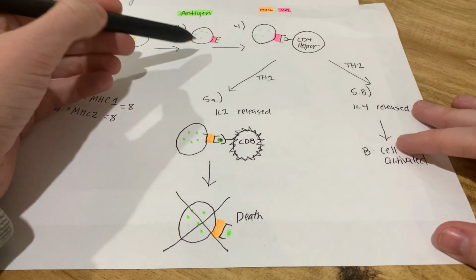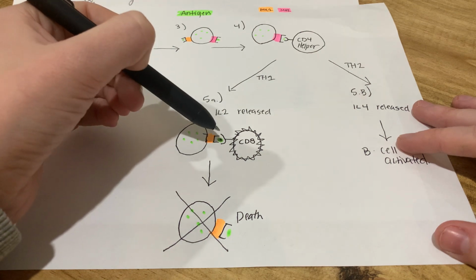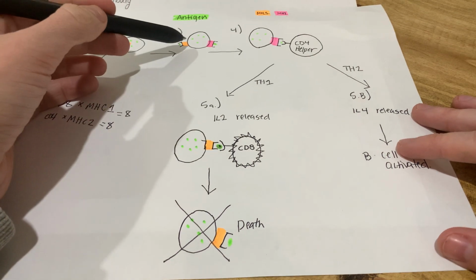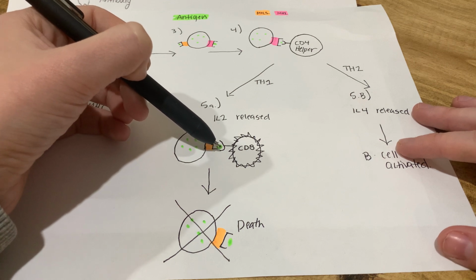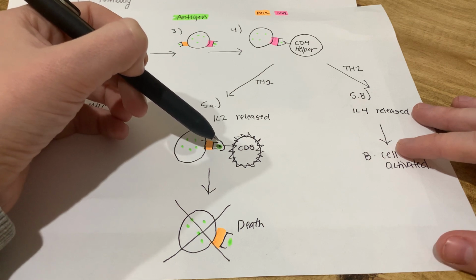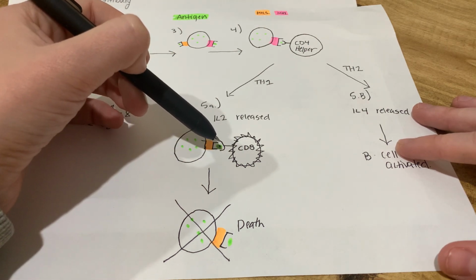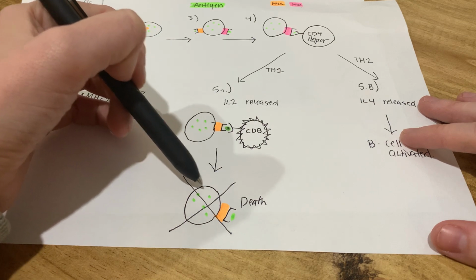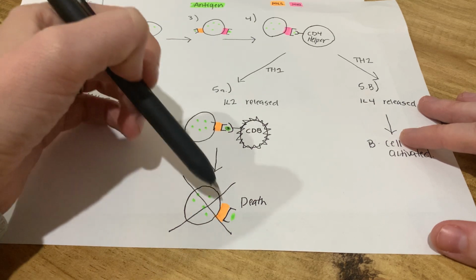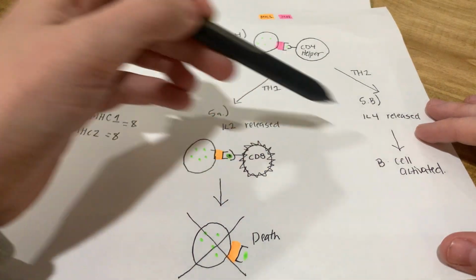CD8 will be on the lookout for cells that have the MHC1 with this foreign antigen piece on the outside. Because remember, it's just a piece that's on the outside. It'll recognize, say, hey, that's not what's supposed to be here. And then the CD8 breaks the plasma membrane and then the cell dies. So the T cells go through this whole process.